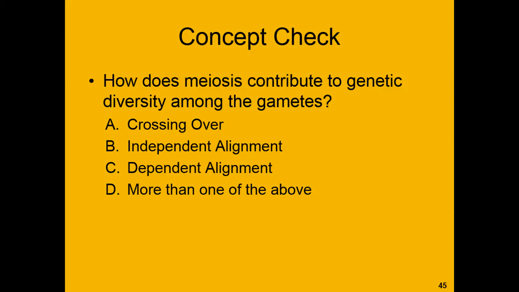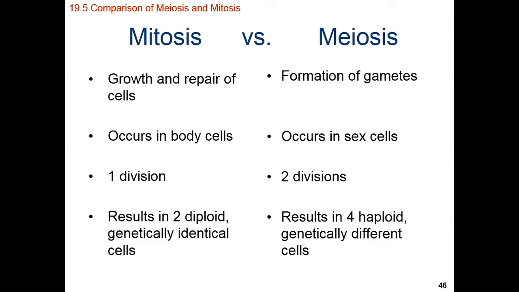All right, the best answer is crossing over, as we mix and match between maternal and paternal chromosomes, but independent alignment also does that as well. So the correct answer is more than one of the above. We have both crossing over and independent alignment that increase the genetic diversity of our gametes. Boom. Let's move on and compare and contrast mitosis to meiosis.